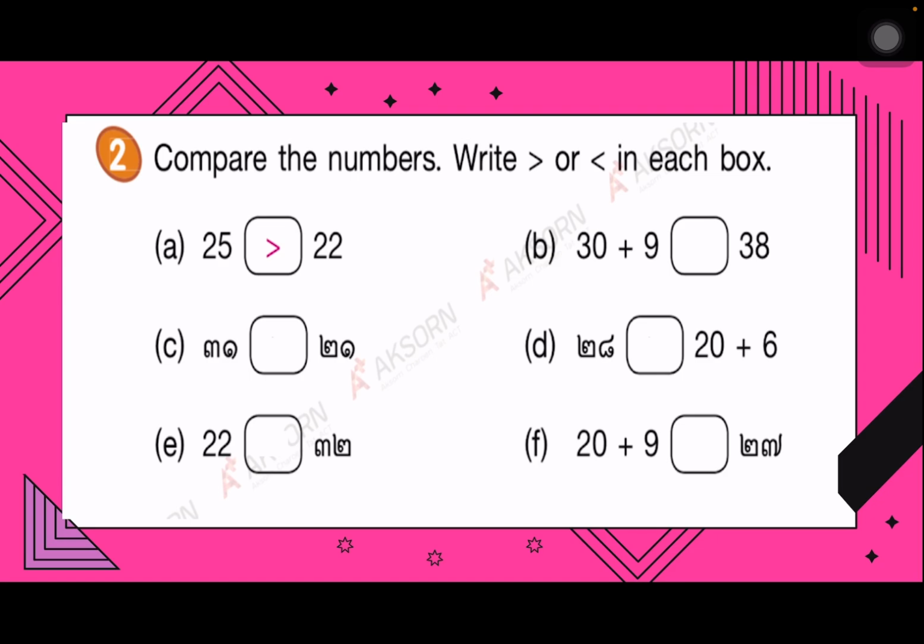Letter B, we have 30 plus 9. 30 plus 9 is equal to 39. And we have 38. Which one is bigger, 38 or 39? 39, very good. Next one is for letter C. We have these numbers. So the answer is this one. For letter D, it is 36 and 26. Next we have 22 and 32, I think. And then last one, we have 20 plus 9.